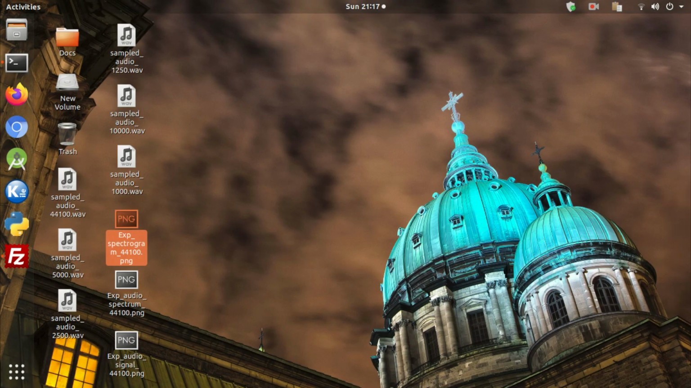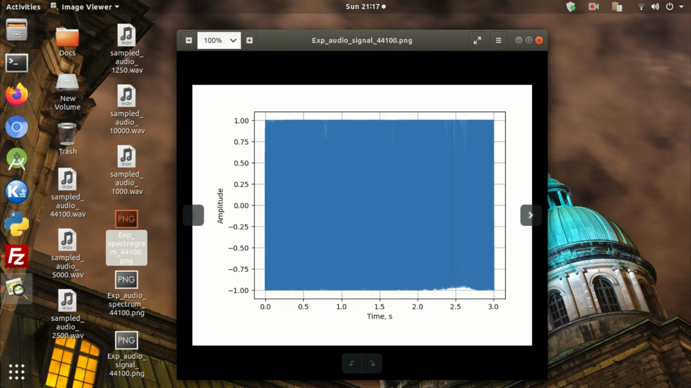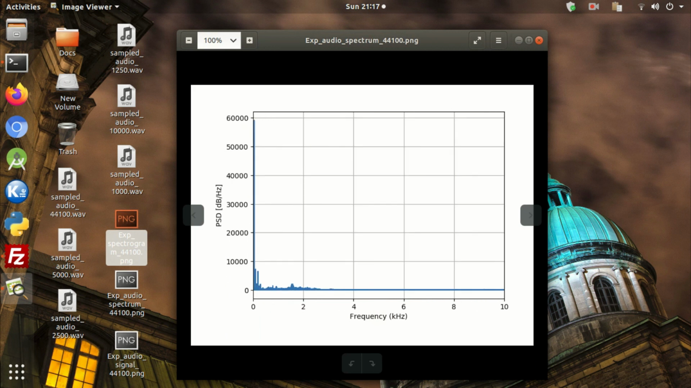You can observe from the spectrogram that the audio contains frequency contents up to 8 kHz. But most of the energy is concentrated within 4 kHz.